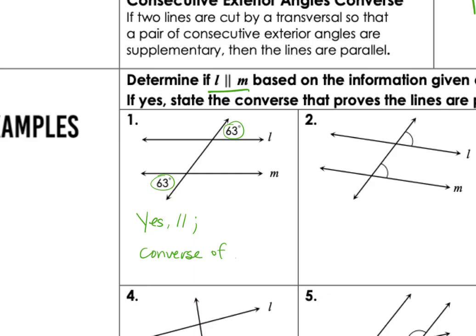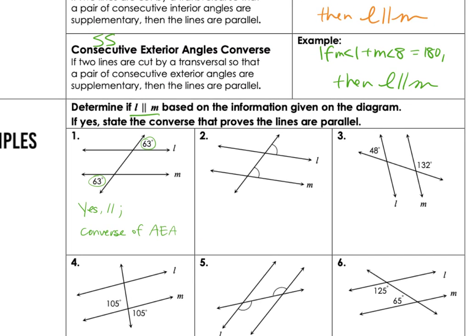What type of angles are those? AEA. Okay, so those are parallel because alternate exteriors are congruent. Is 2 going to be parallel? Why? Yes, because those are corresponding angles that are congruent. So it's by the converse of corresponding angles.